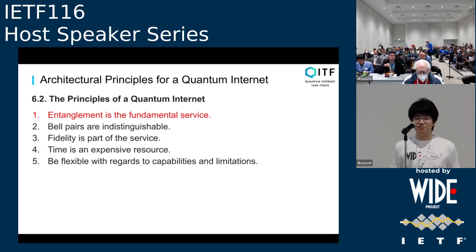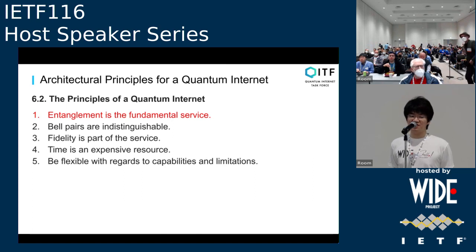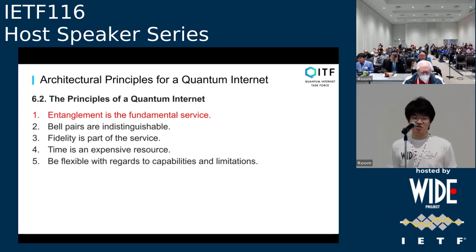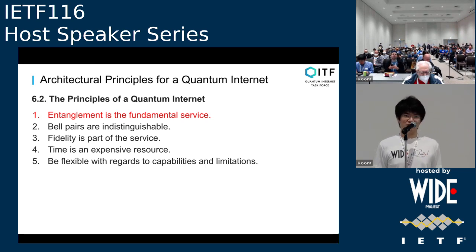The principles of a quantum internet: the basic purpose can be described with entanglement as a fundamental service. Entanglement is a special state of qubits. Qubits are the basic bits for quantum computation, and we can transfer quantum bits by consuming this entanglement. So entanglement is a fundamental service.